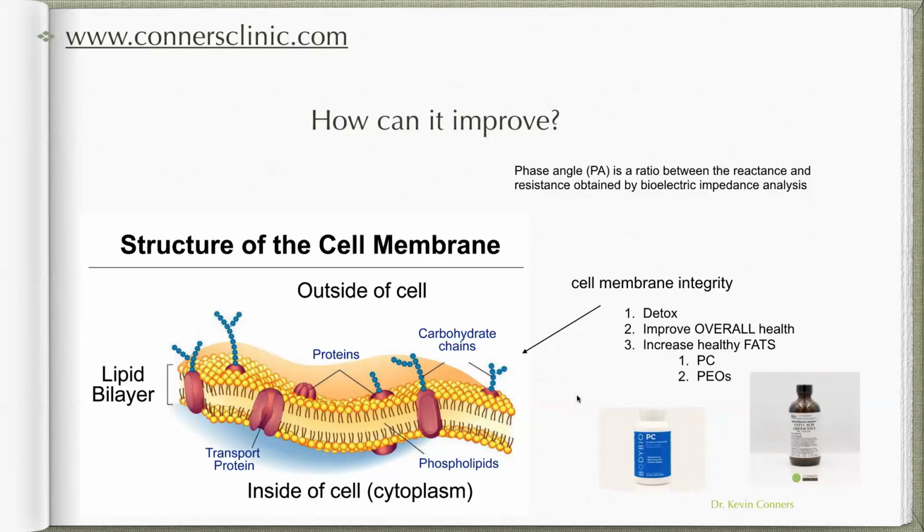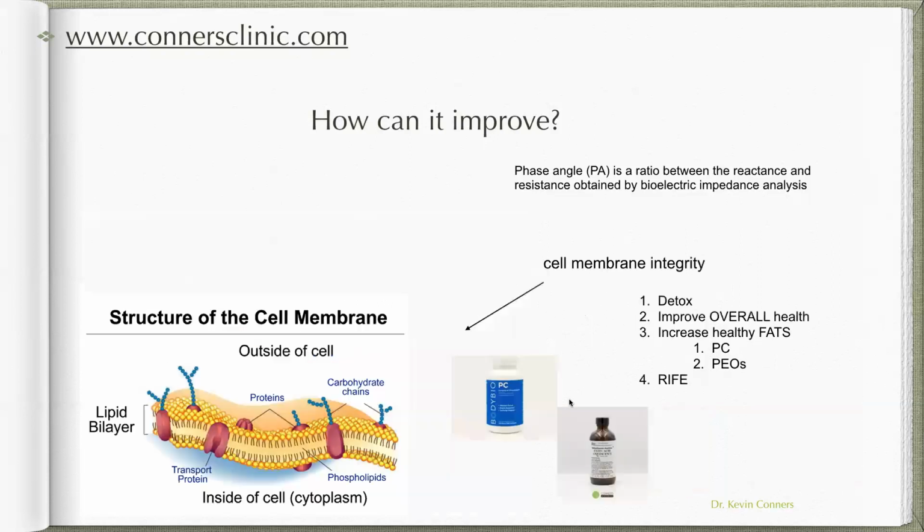Adding good fats, phosphatidylcholine, and parent essential oils is key. Now this, we use a parent essential oil from PHP and Body Bio PC, which is by far the best phosphatidylcholine on the market. Those are good fats that you can take, but just doing those alone without doing these other things is not going to be a good thing.